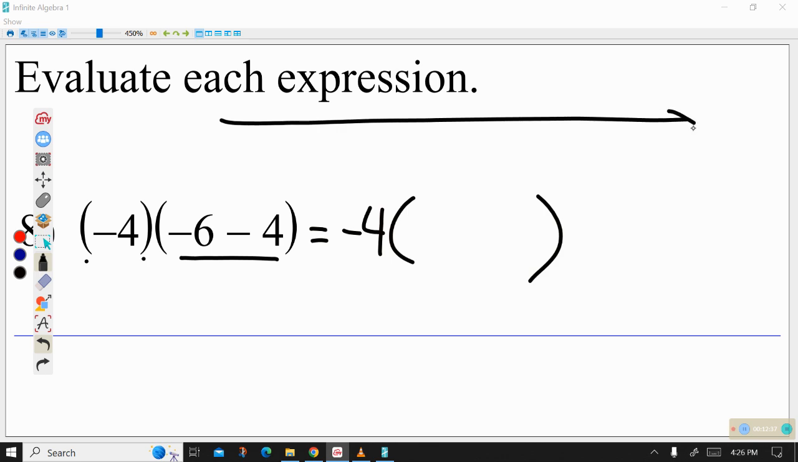So let's use the number line so we don't mess that up, okay? We know 0 might be all the way over here. 1, 2, 3, 4, 5, 6. Okay, so -6 is right here. And I have to take 4 steps to the left because it's -4. So if I do -6 minus 1, 2, 3, 4, that puts me at -10.